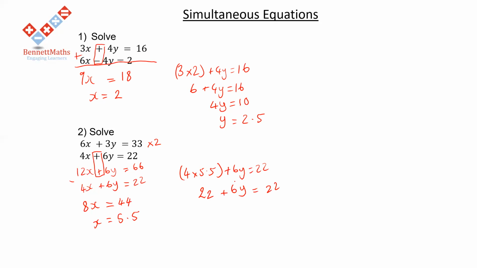So we take the 22 from both sides, and that gives you 6y is equal to 0, which means y is equal to 0.